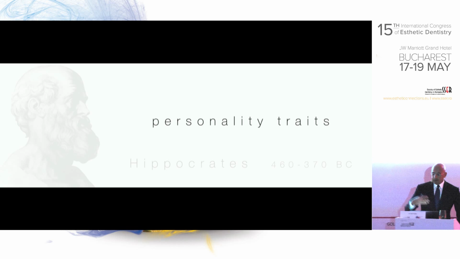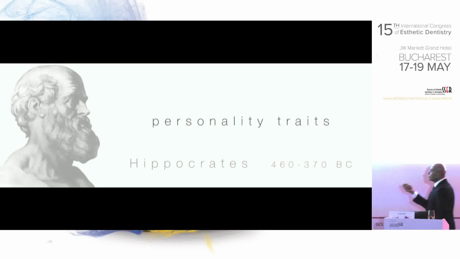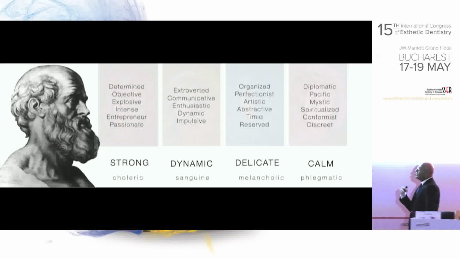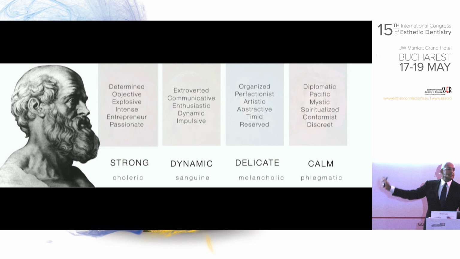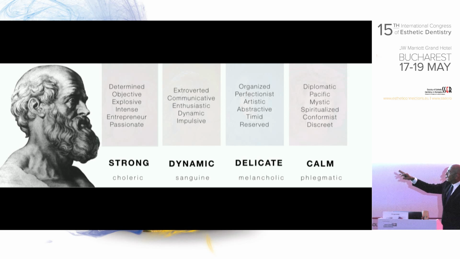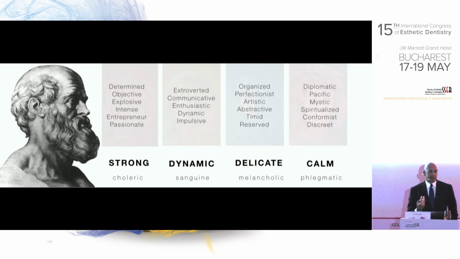So we started with the personality traits, which go back to Hippocrates, in the 400s BC, thousands of years ago, when he defined the personality traits. You don't need to know any detail on this, but amongst all, he divided the major groups into 4: strong, dynamic, delicate, and calm personalities. Of course, it can be a blend of one or two, but basically this is how you are. You can be a dynamic person, a calm person, or a very strong-looking person.